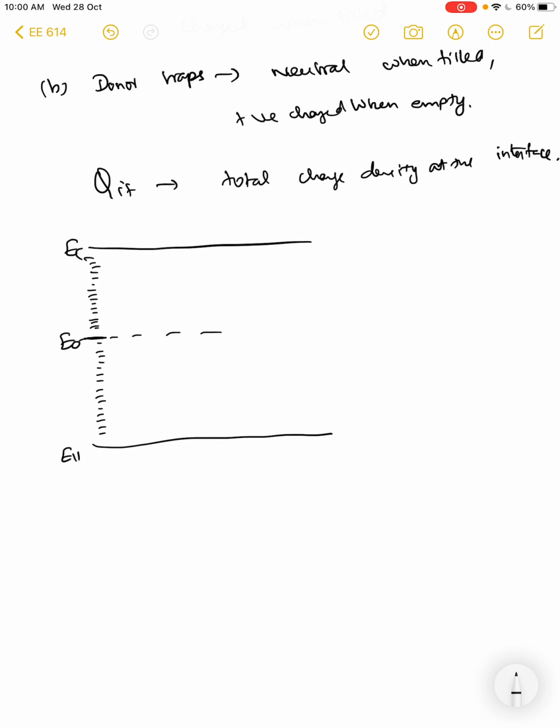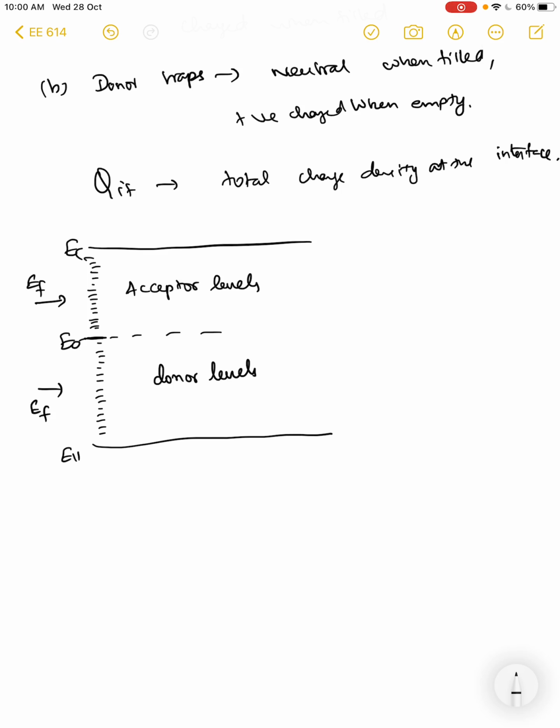And all levels above this E naught are called acceptor levels, and all the levels below E naught are called donor levels. This is once again an assumption, right? It is a simplification, because you know that you can have both acceptor and donor levels everywhere, but you make this simplification just to show that if our EF is somewhere above E naught, then you have negative total trap densities in the interface, and if your EF is below E naught, you have a total positive trap charge density at the interface.